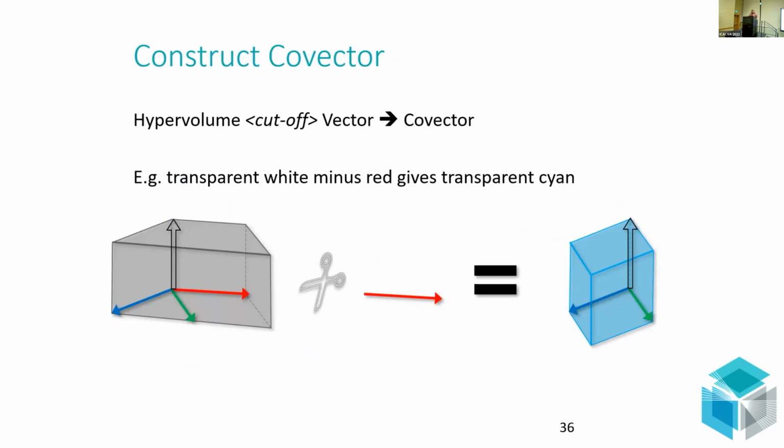And to construct a covector, you would go from the other side, like reducing a property, filtering a property from a full volume, like cutting off an element from a hypervolume. For instance, if you're starting from a full volume, the transparent volume, the transparent white, we're cutting off 1 property, the red, and we're getting transparent cyan.